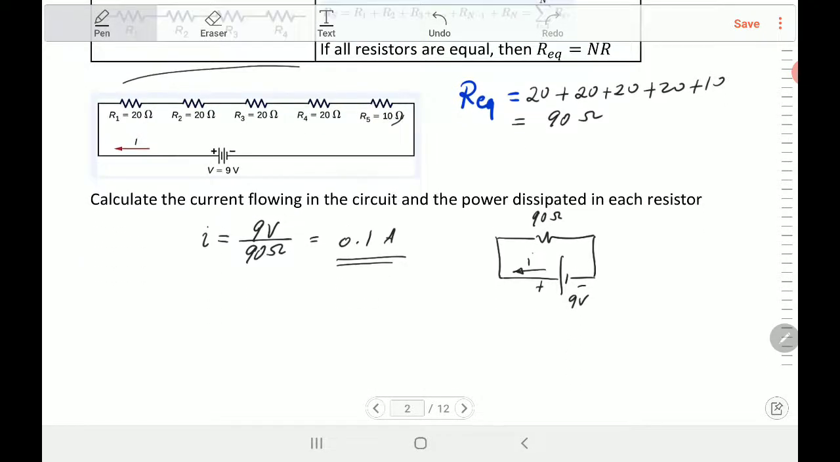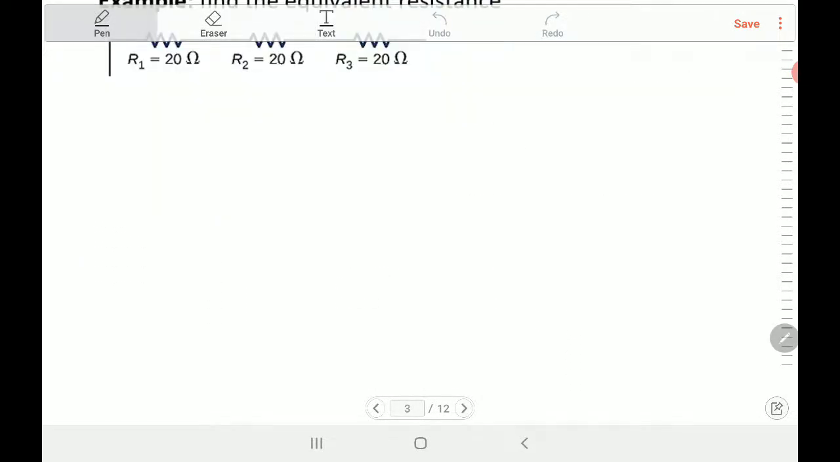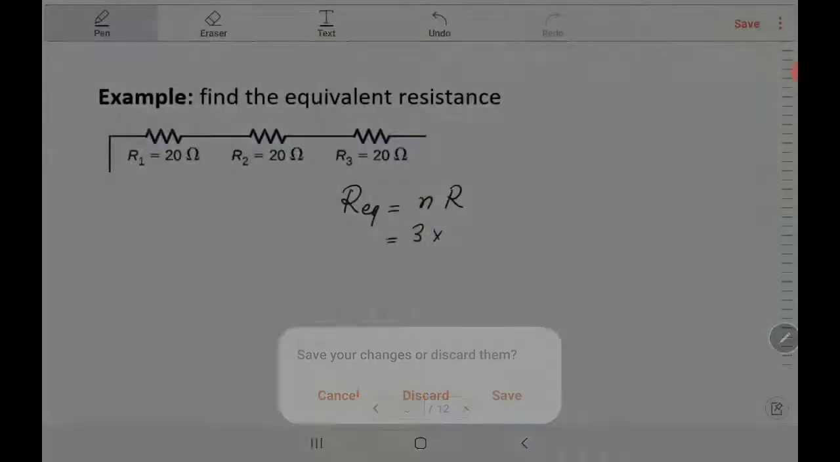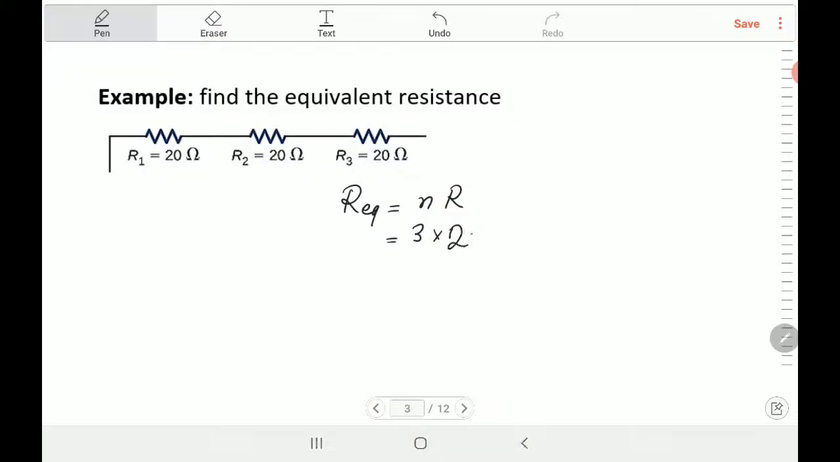Okay, what about when the resistances are equal? You don't have to add them, you just multiply by the number. So we say that R equivalent in this case is equal to N times R. N is the number of the resistances, 1, 2, 3, so N is equal to 3, and each resistance is equal to 20. So it will be equal to 60 ohm. Easy. Okay.